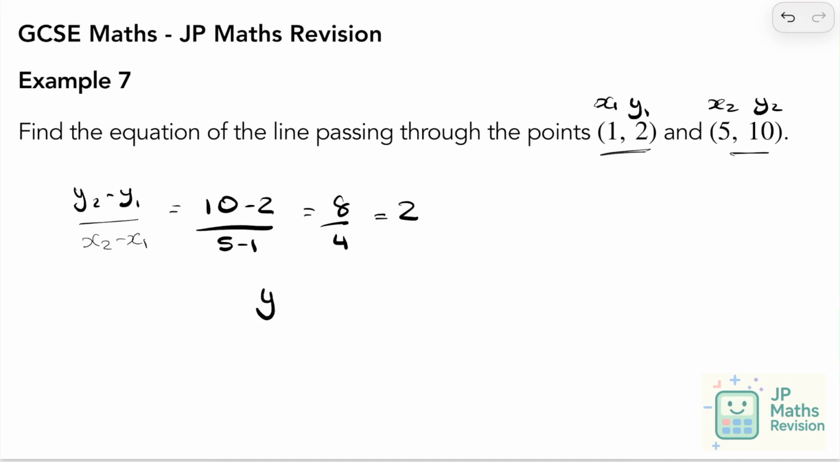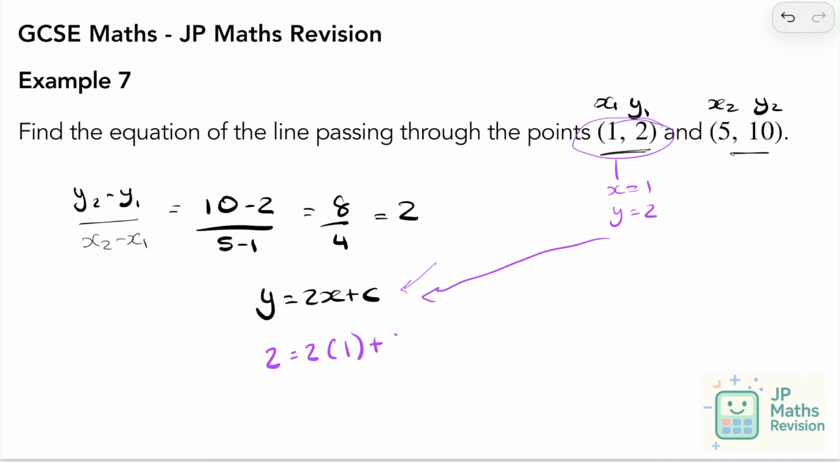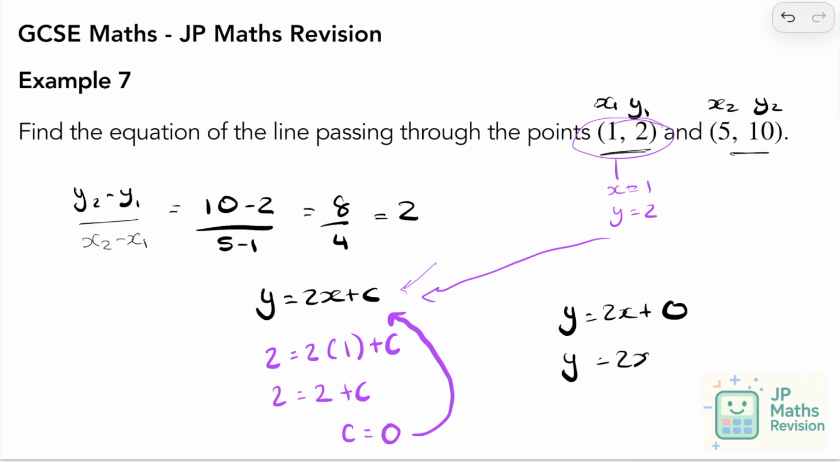Now I can write this as y equals 2x plus c. The objective is to work out what c is. If I pick one of the points, it doesn't really matter which one, I'm going to go with this one. We need to sub this in to work out what c is. With the point (1, 2), x is 1 and y is 2. If I sub those in, I end up with 2 equals 2 times 1 plus c. So 2 equals 2 plus c, and therefore c is equal to 0. Plugging this back in, I end up with y equals 2x plus 0, or just y equals 2x.